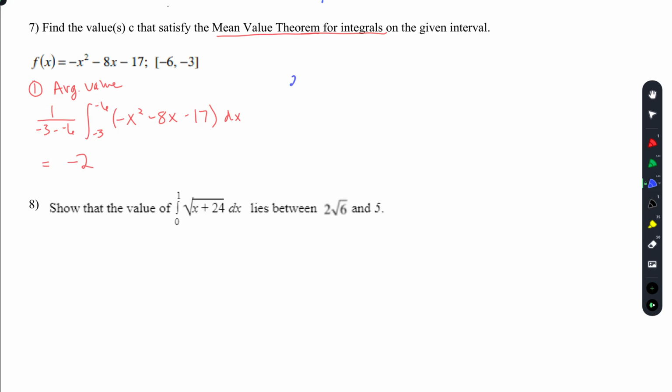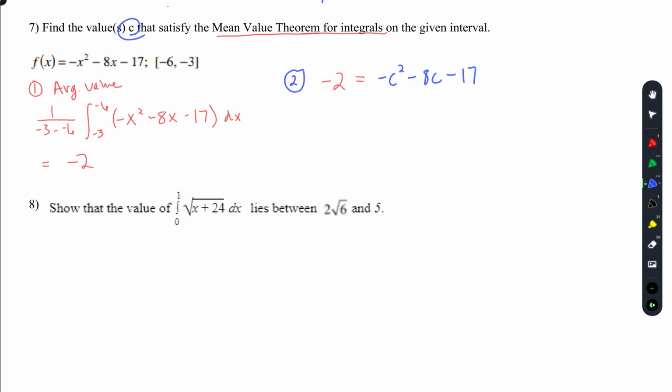Second thing, you set -2 equal to your function, but they want a value c. So instead of x, you put c in it. You put -c squared minus 8c minus 17. And then you do the math, and you're done.